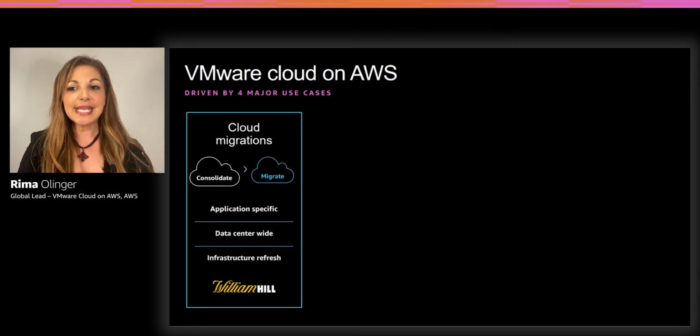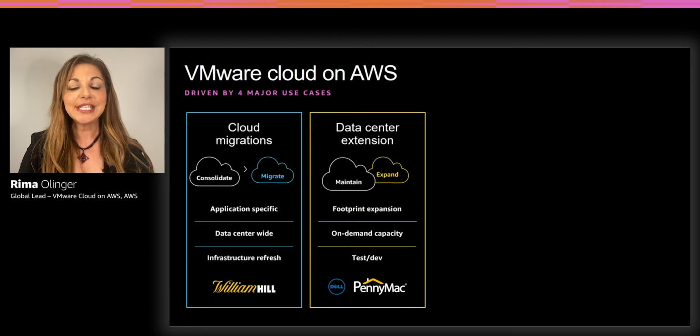The second use case is data center extension for additional capacity. Customers need additional capacity for multiple reasons. Sometimes it could be a geographical expansion, being closer to the end user, or dealing with seasonal demand spikes, or even temporary capacity needs. Customers might also want to spin up a test dev environment in the cloud. And they want to ensure that they have the same operational experience as their on-premise environment.